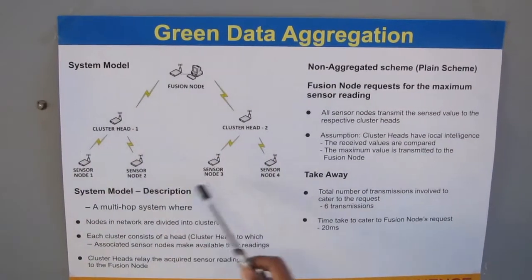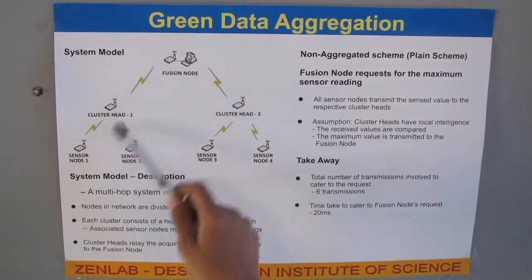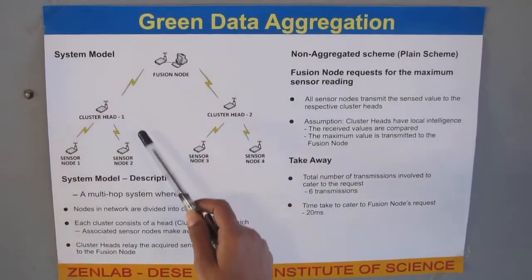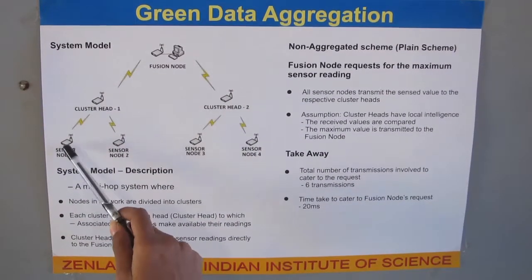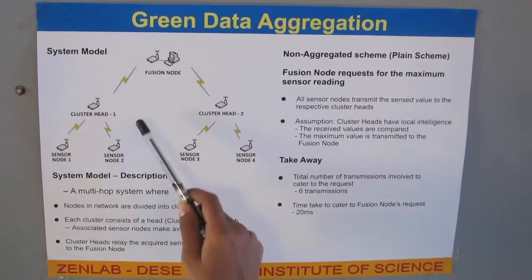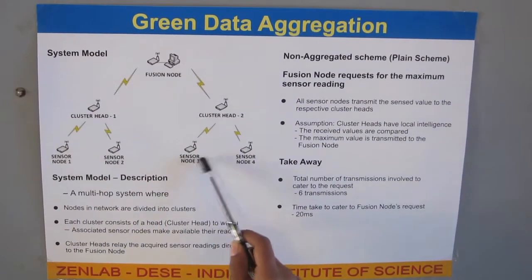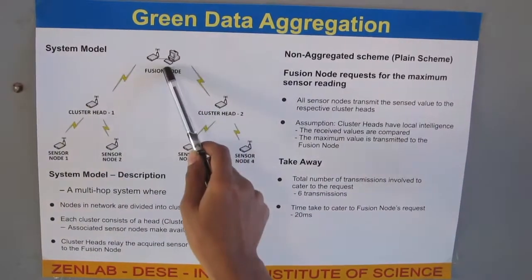The system here is such that the information to and from the sensor nodes are always via these cluster heads. Sensor node 1 and 2 forward their packets via cluster head 1 to the fusion node, and sensor nodes 3 and 4 forward their packets via cluster head 2 to fusion node.